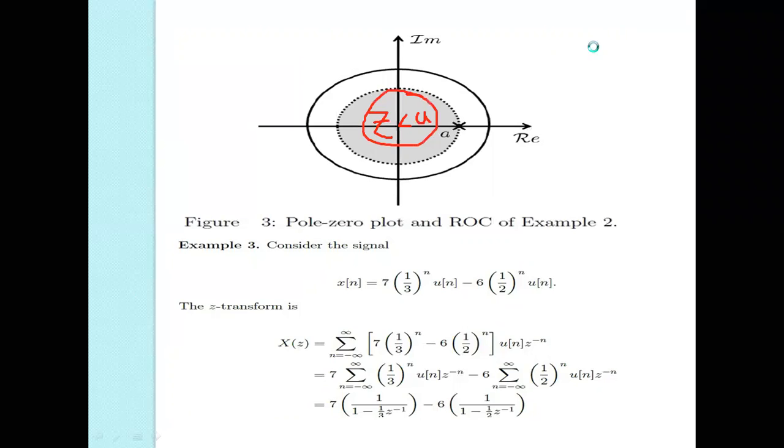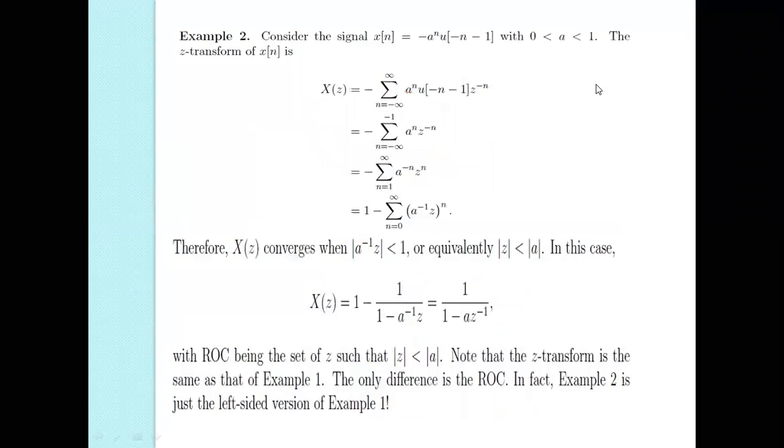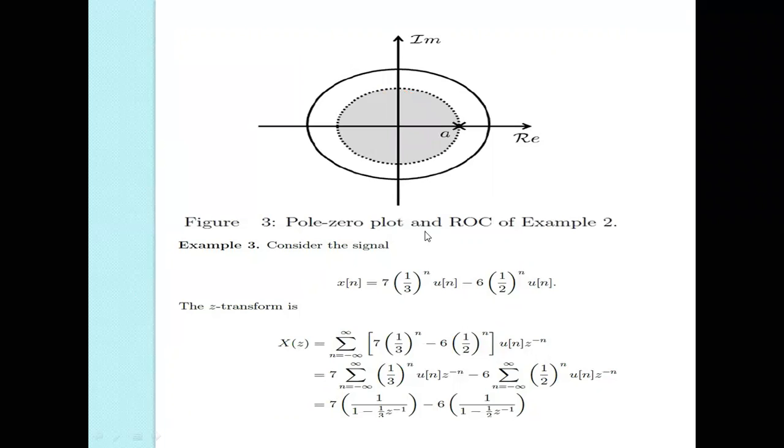Previously, it is outside the circle. The shaded area is outside the circle. Unstable system, z greater than a. Got it? The pole-zero plot and ROC of example 2.